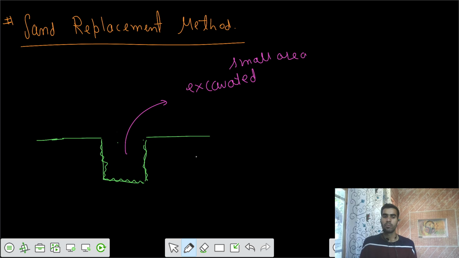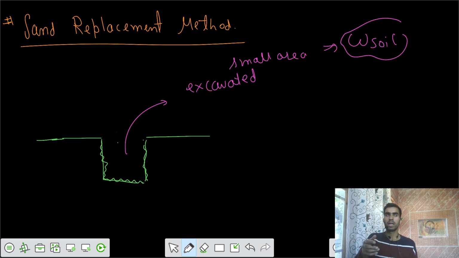From that, let's calculate the weight of soil. That is easy. We excavate some soil, so we can say how much weight we have excavated. Now, what is the volume of soil we have excavated? Can you tell me the volume? We don't know how much volume we have excavated. For that, we use the concept of the sand replacement method.